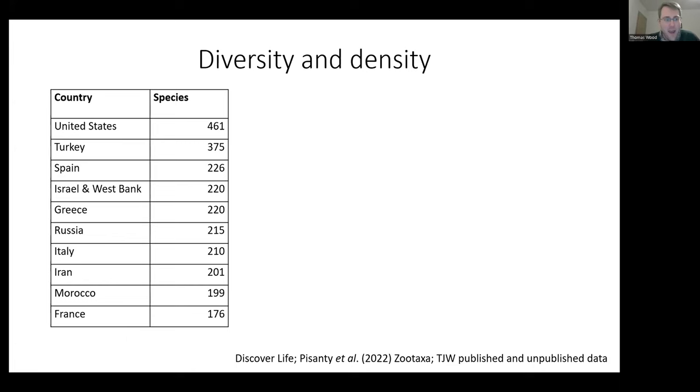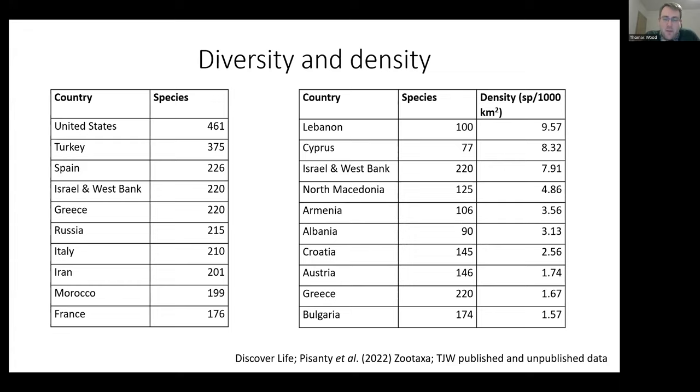And when we do this, we see that the highest density of species very, very clearly can be found in the Eastern Mediterranean, generally in small countries bordering or in the Eastern Mediterranean region, with the top three being Lebanon, Cyprus, and Israel and the West Bank. The only countries which slightly break from this pattern would be Armenia and Austria, but generally the pattern is small countries in the Eastern Mediterranean.